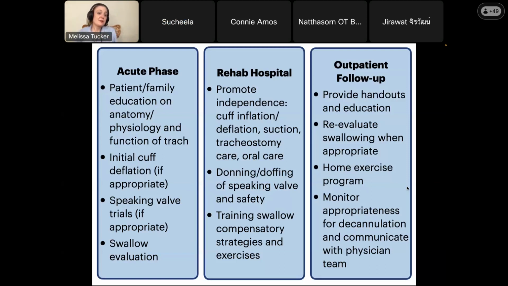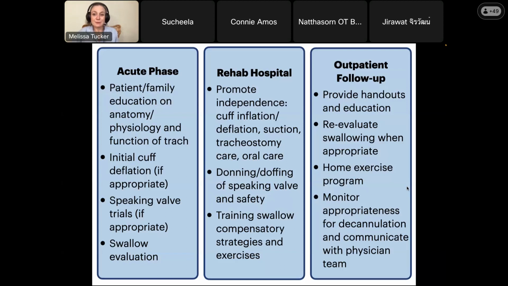So in the acute phase, so a patient who has probably a new tracheostomy and we're seeing them for the first time, we do patient and family education on the function of the tracheostomy tube, which really helps with patients' anxiety about their new airway. We may do that initial cuff deflation if patients are able to tolerate it. We may do speaking valve trials if the patient is able to tolerate it. And we will do a swallow evaluation if the patient is appropriate. So that clinical bedside swallow evaluation, maybe a dye test, hopefully a FEES. And we may get the patient started on some exercises or swallow techniques in the acute phase.